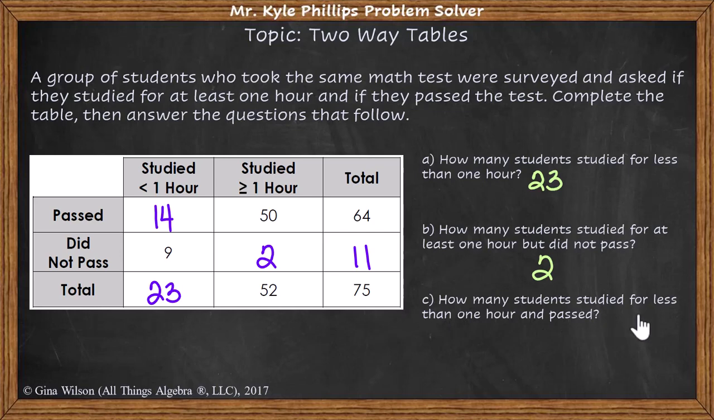Next, how many students studied for less than 1 hour and passed? Less than 1 hour and also passed, that would be 14. Now, this is how you would use this in order to completely fill out a two-way table and use that to answer questions. Now let's look at a frequency table.